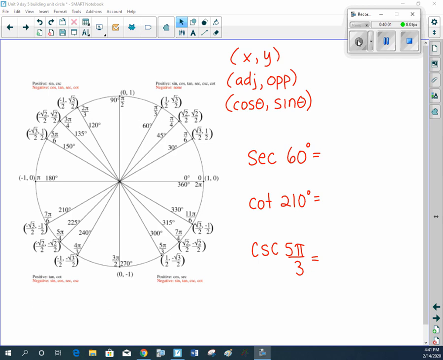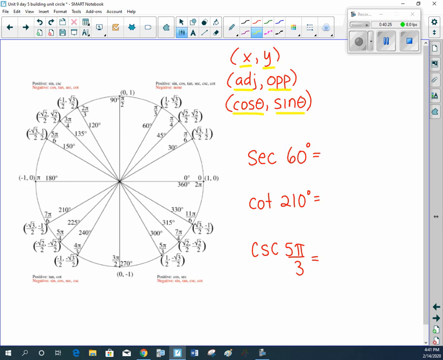Before we do that, though, let me highlight, you're going to have to memorize what all of these ordered pair values represent. So what do I mean by that? You're going to have to know that xy is adjacent over opposite, or cosine sine. The nice thing about this is that it's all in alphabetical order.